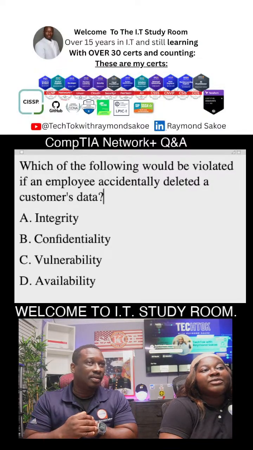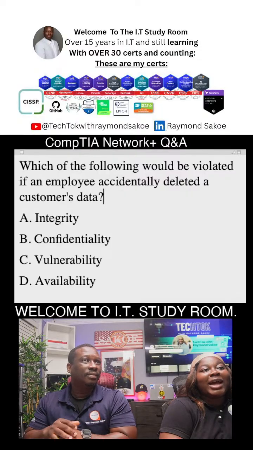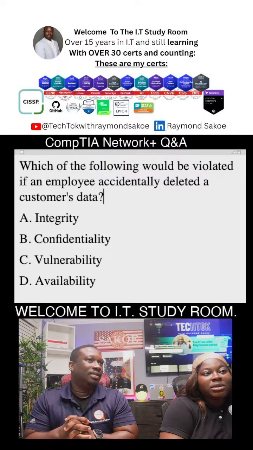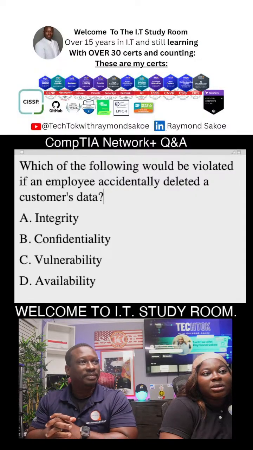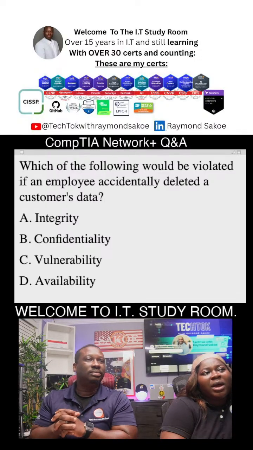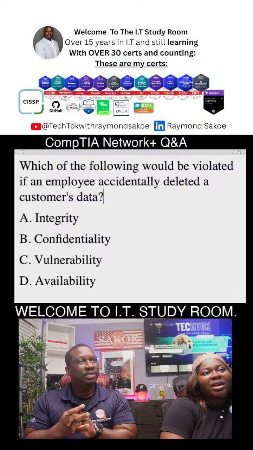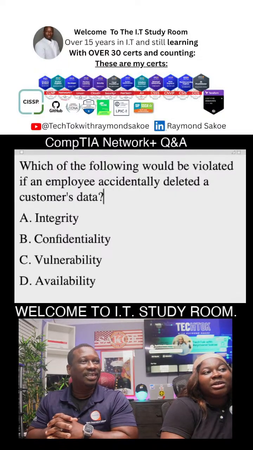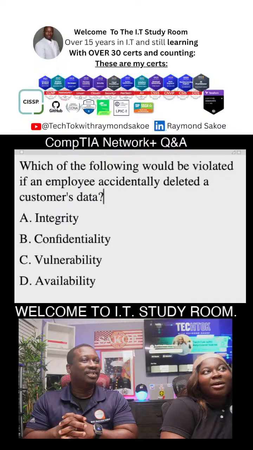Which one would be violated if you accidentally deleted? I mean, it was an accident. I want to say C, but I don't know. Vulnerability... Hey, Pinky. Pinky's saying A, which is integrity. That's very tricky for me. Okay, majority saying A, so I'm going to stick with A then.